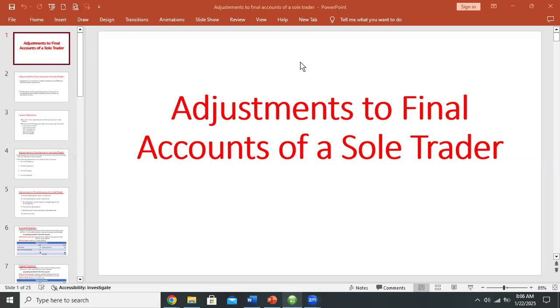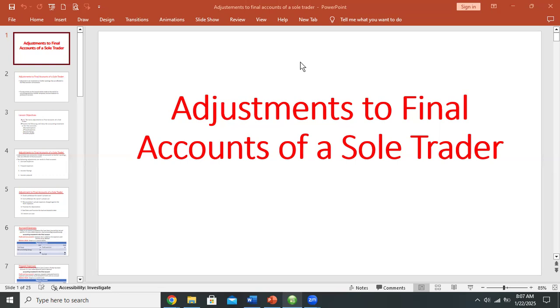So let's begin adjustment to final account. The essence of this is for us to appreciate that sometimes after extracting your trial balance, there might be omissions or errors you might have made. So for example, maybe your sales figure was 120,000, but in extracting your trial balance, you made it 100,000. Then it becomes necessary for you to make some adjustments or corrections.